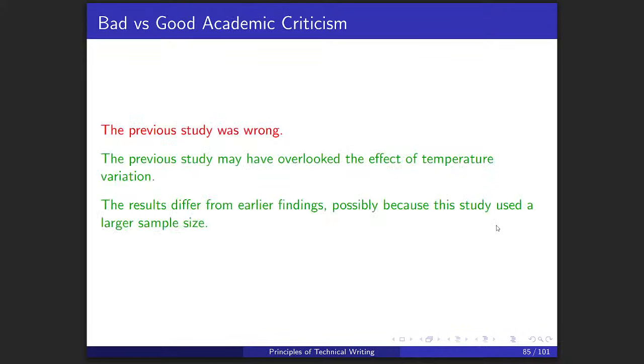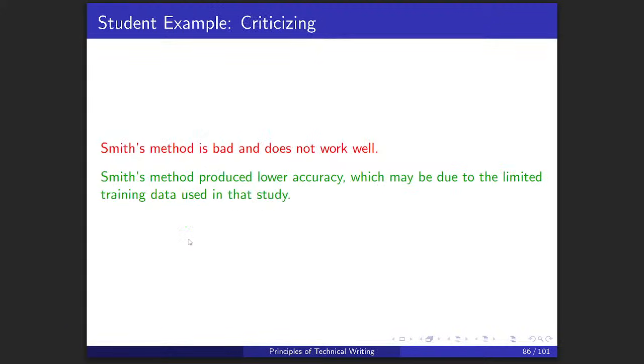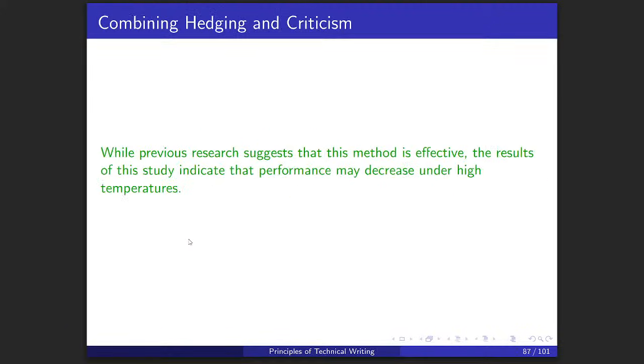So, bad versus good academic criticism. Instead of saying the previous study was wrong, you need to say the previous study may have overlooked the effect of temperature variation. The results differ from earlier findings, possibly because the study used a large sample size. Instead of saying the paper was waste or not good, you need to say it in a polite way. You also need to combine hedging and criticism.